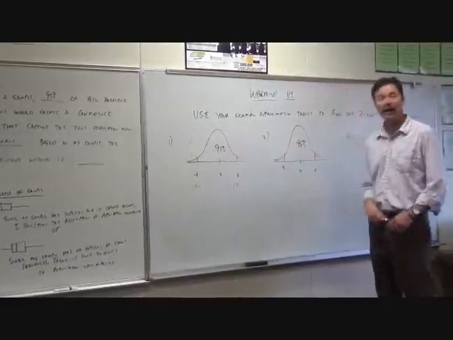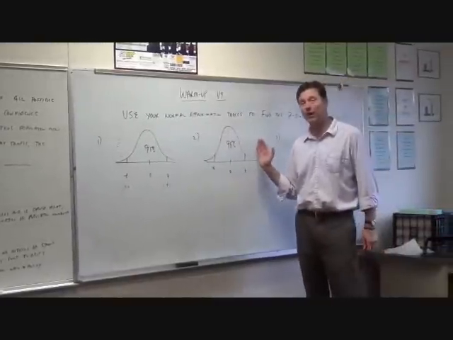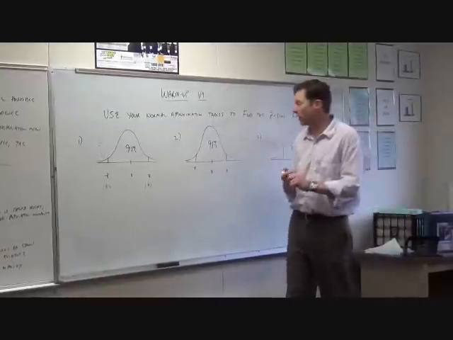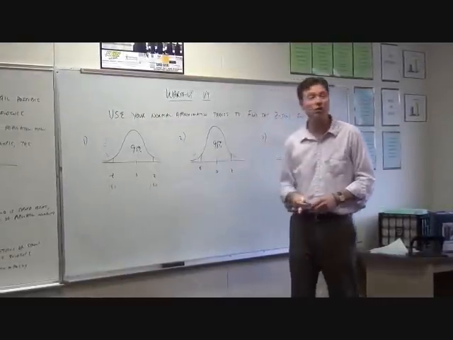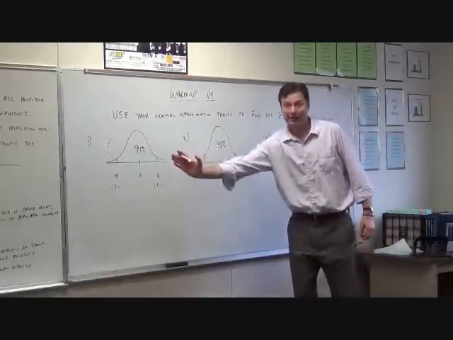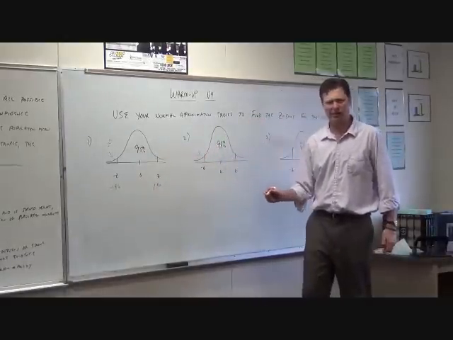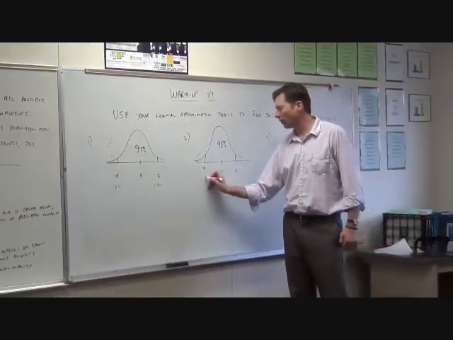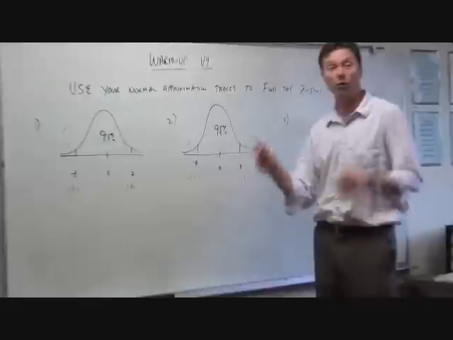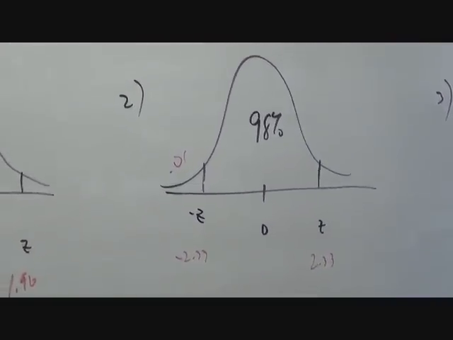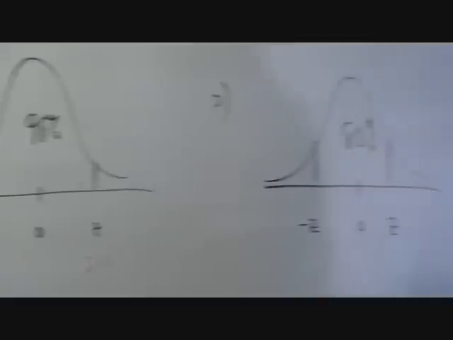All right, using the same idea here, I've got 98% in the middle. That means I have 2% left, 1% on both sides. You look up 0.01, or you could look up 0.99, which takes you all the way to the other side. Is it like 2.33, something like that? So you have to go a little bit more than two standard deviations both ways in order to capture 98% of the data.